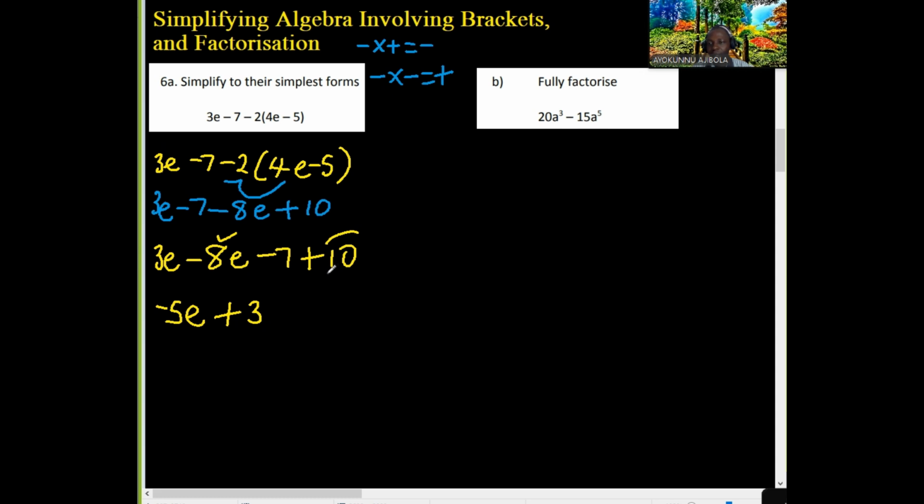Yeah. Okay, good. So, negative 7 plus 10, that's going to give us a positive 3 because the positives are 10, the negatives are 7. So, if you use 7 of the positives to cancel 7 of the negatives, you have positive 3 left. So, this is the answer to this. Is that clear? Yes. Good.